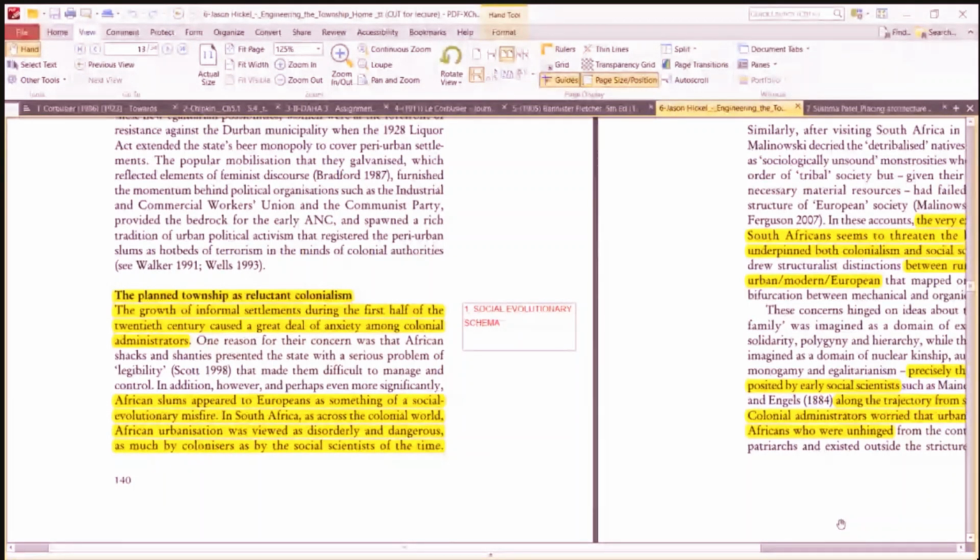In South Africa, as across the colonial world, African urbanization, so this is the first half of the 20th century, the early 1900s, African urbanization was viewed as disorderly and dangerous, as much by colonizers as by the social scientists of the time, right? So Black Africans starting to come to live in the white cities is something that they see as disorderly and dangerous, and they need to manage this. We need to manage this danger upon the city now.